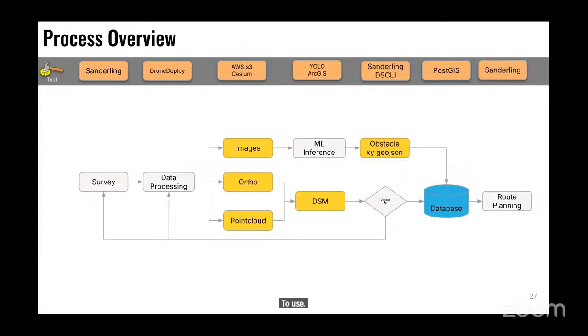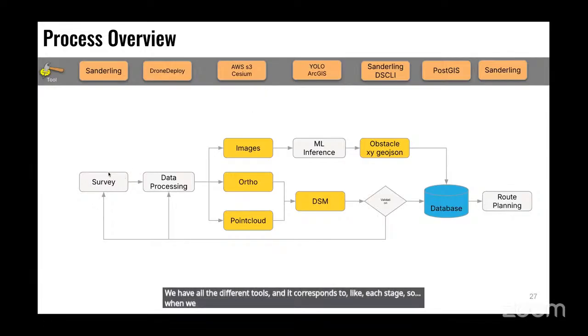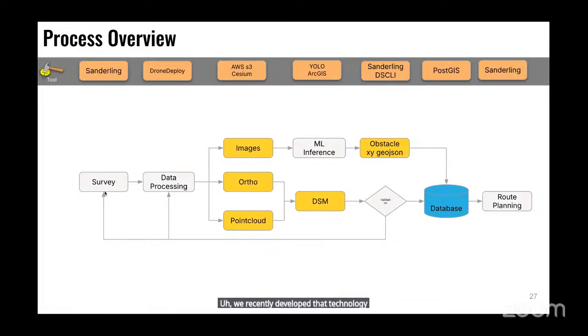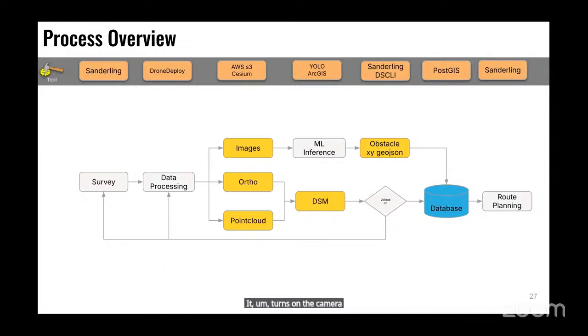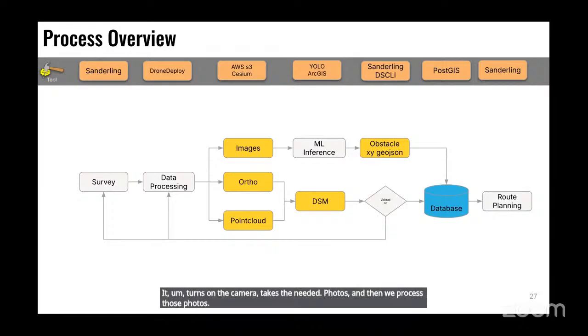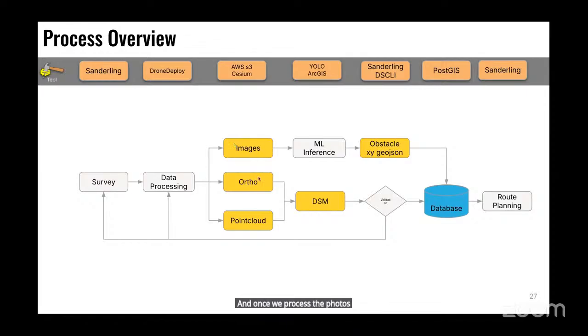This is more about the tooling that we use for each of the steps. On top here, we have all the different tools, and it corresponds to each stage. So when we are surveying, we recently developed the technology to use our own drones or zips to survey. We can fit a camera on a drone. It goes to the health facility, turns on the camera, takes the needed photos, and then we process those photos. And once we process the photos, we're able to generate these artifacts.